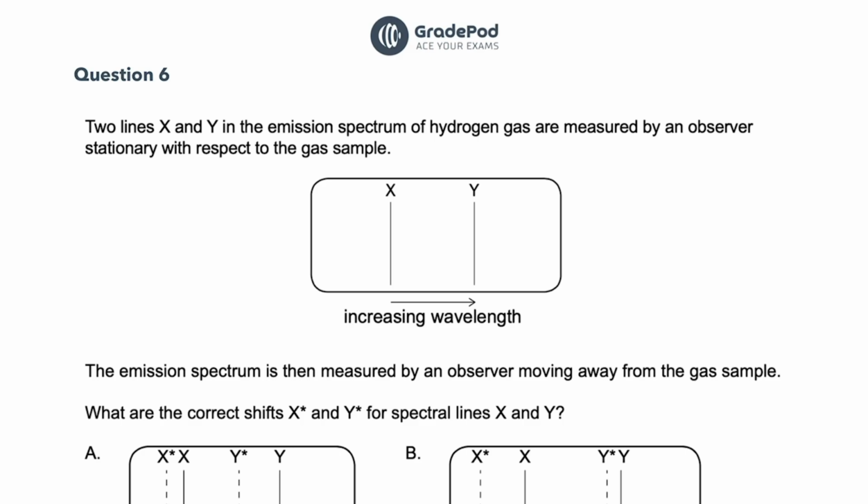Question 6. 2 lines X and Y in the emission spectrum of hydrogen gas are measured by an observer stationary with respect to the gas sample. And we can see the increasing wavelength is going from left to right. So the red end of the spectrum is here and the blue end of the spectrum is here. The emission spectrum is then measured by an observer moving away. So we know it's going to be redshifted because it's moving away.